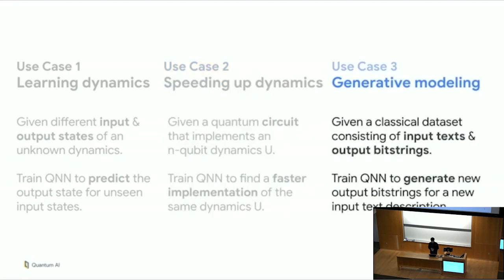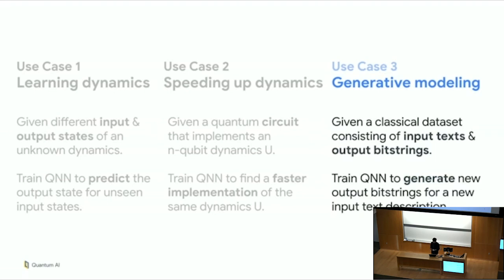The third use case that people have identified is in generative modeling. It's again very different from the previous two. Here we are given some classical data set consisting of input text and output bit string. So think of it as a standard generative model, like image generation, for example, or other kind of generative modeling for generating classical distribution.